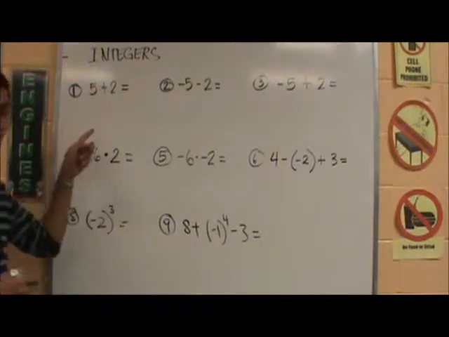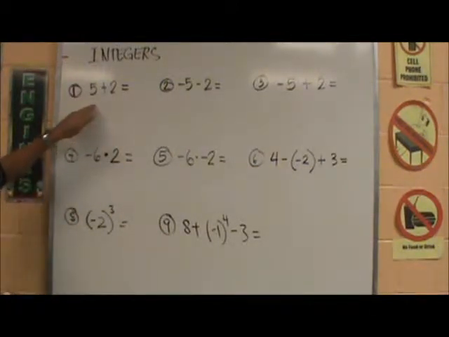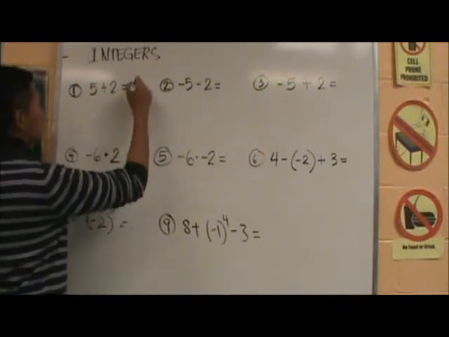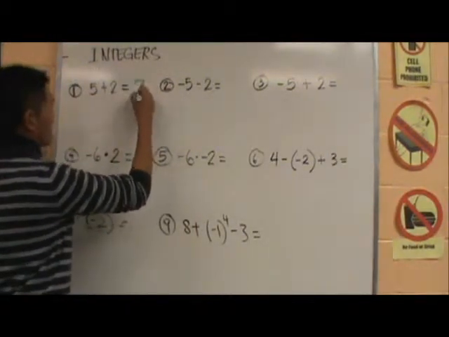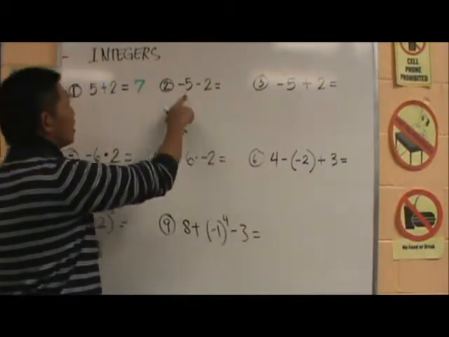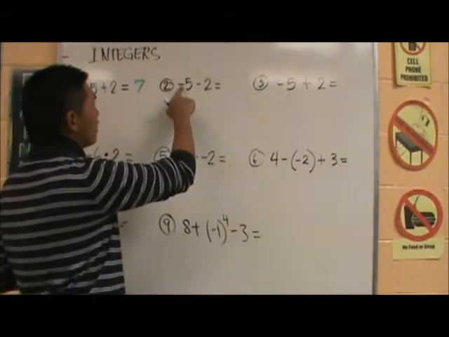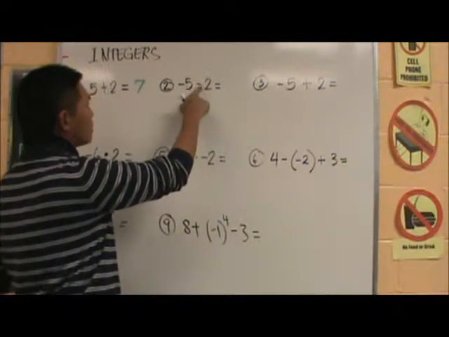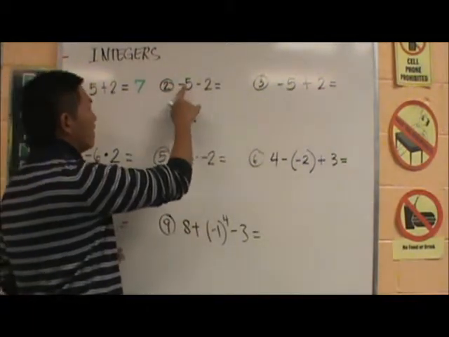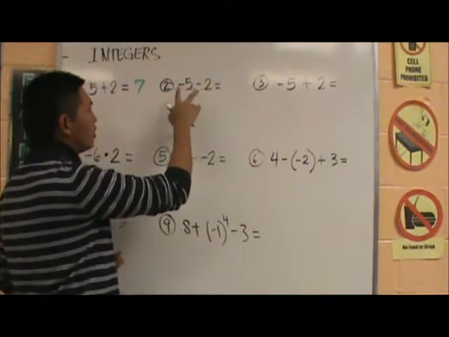They're both positive, so that's why we're just going to add them. Positive plus positive is going to give you 7. So 7 is the final answer. The common sign is positive, so that's why your final answer is positive. Same thing here, because we have -5 and then -2, so I would say I have -5 and another -2.